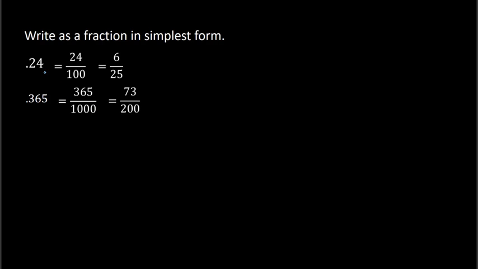And just a quick little trick. To know how many zeros we need in the denominator, see how many decimal places we have. So here for 0.24, we had 2 numbers after the decimal. So we have 2 zeros after the 1. And then 0.365, there are 3 numbers after the decimal. Here we have 3 zeros after the 1. So just a little trick to help you get set up.